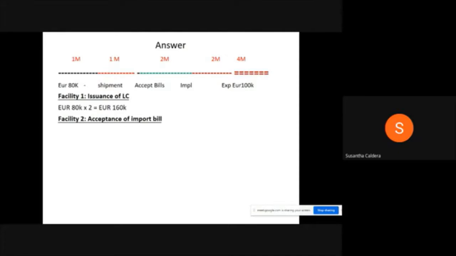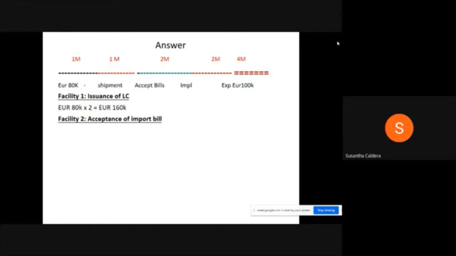The reasons and purpose: the LC will be for €80,000 to be opened 1 month before the shipment, and the shipment will take another 1 month. Therefore, the LC lead time is two months. Therefore, the LC facility required is for 80,000.